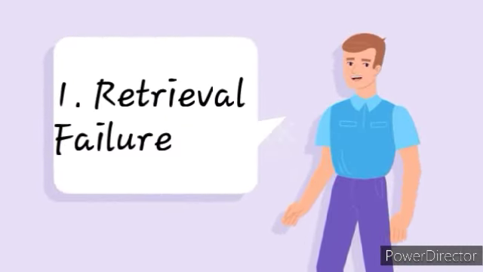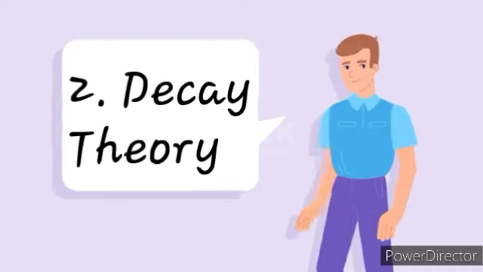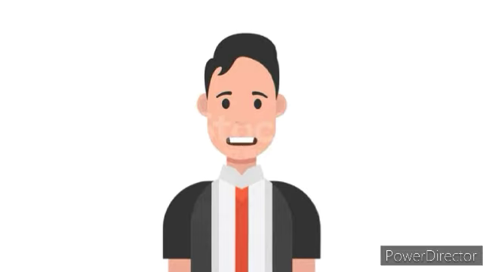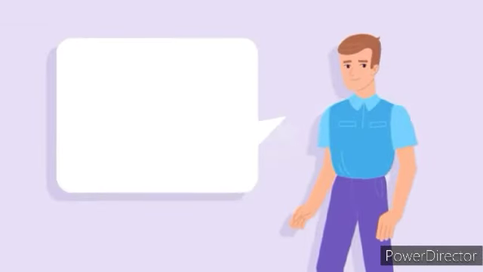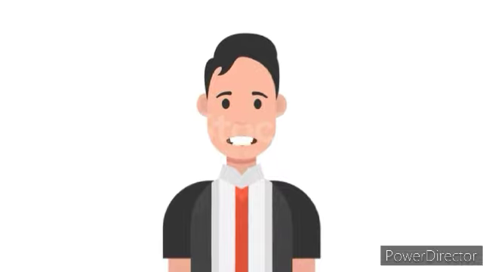Causes of forgetting. First, retrieval failure. It explains that forgetting is due to the inability to recall information. Second, decay theory. It explains that forgetting is due to the failure of using information. Information gradually fades when it is not utilized. Third, interference theory. It explains that forgetting is due to the influence of another learning.